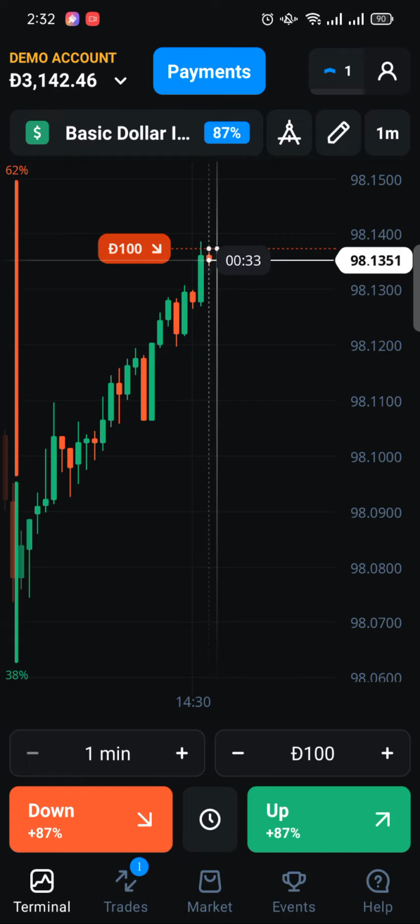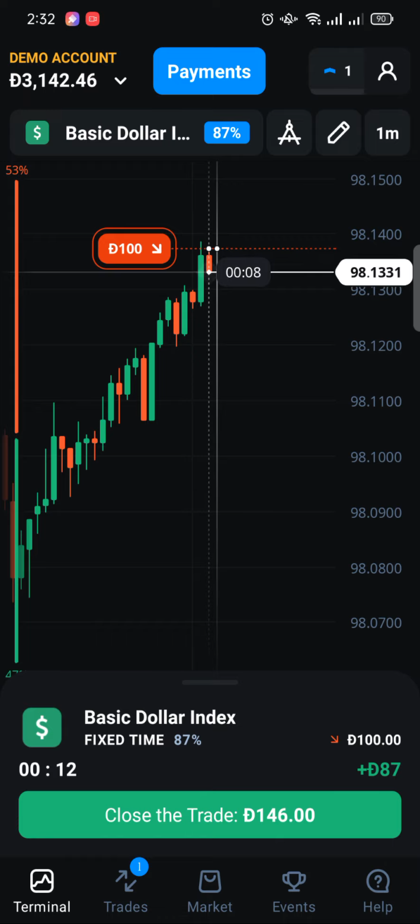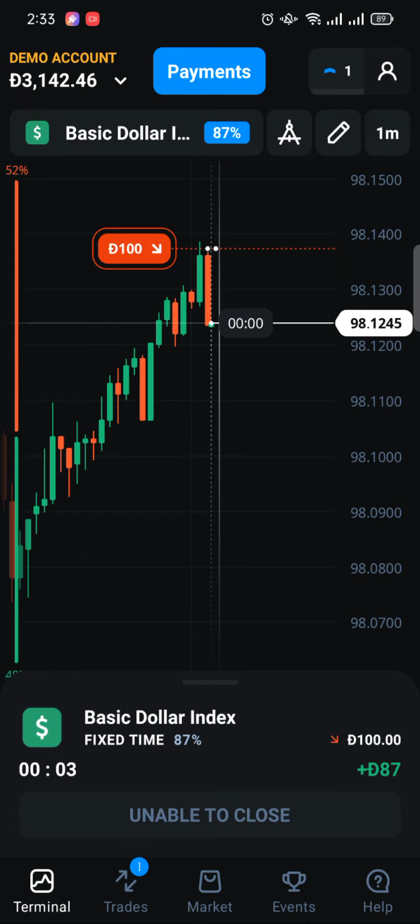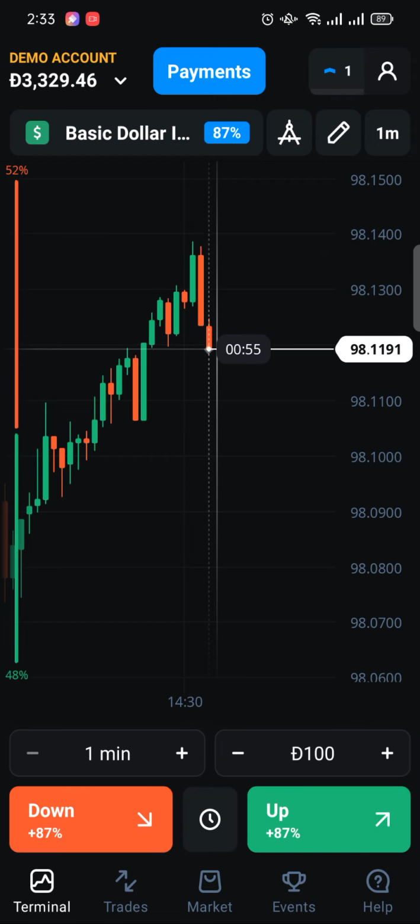Let's see how it reacts. Let's see how everything behaves now, because by the looks of it, it is a good buy. Let's see how it reacts. Now it is going down. It looks like a good sell, but 10 seconds left, and let's see how it goes. 5, 4, 3, 2, 1. We have just won $87.